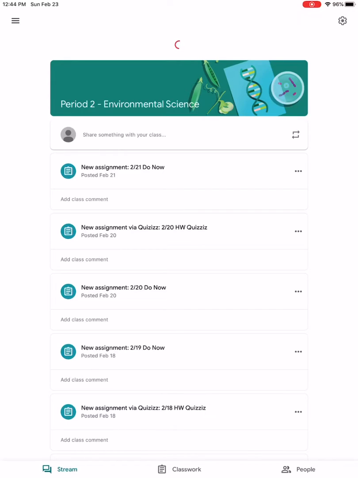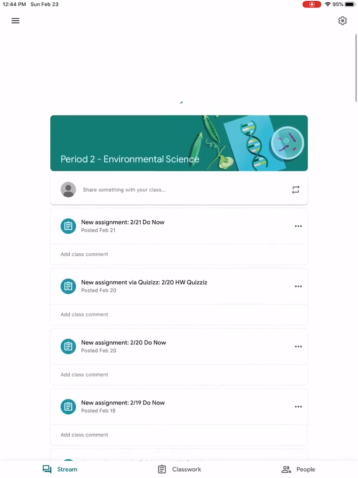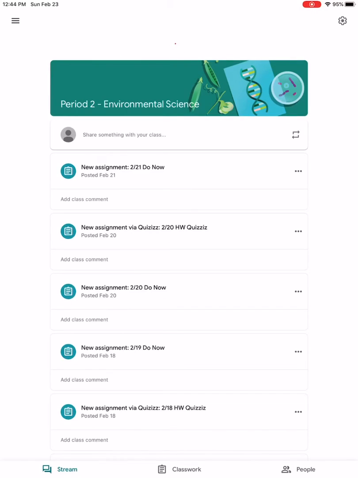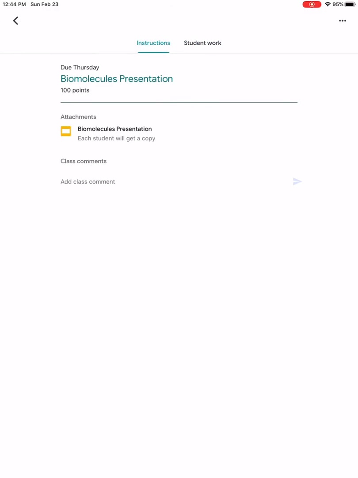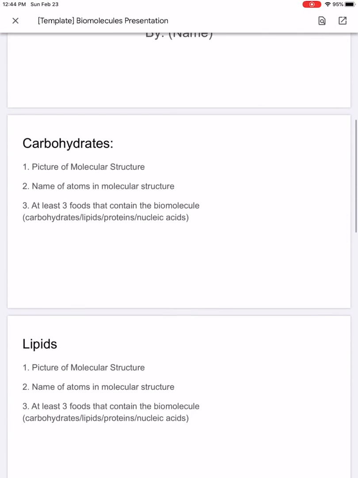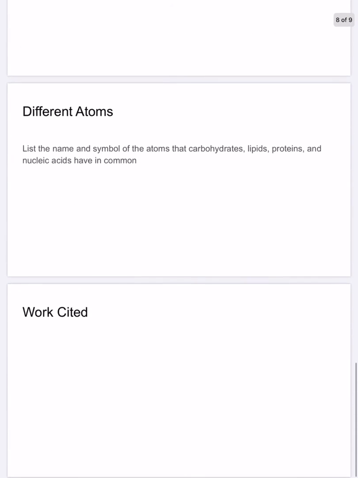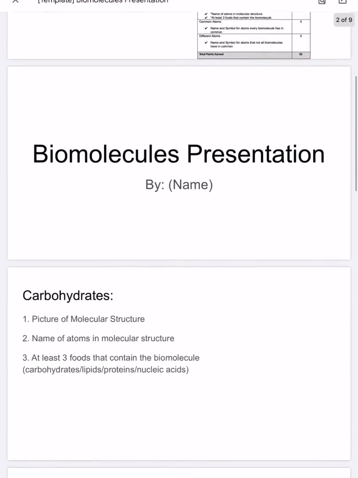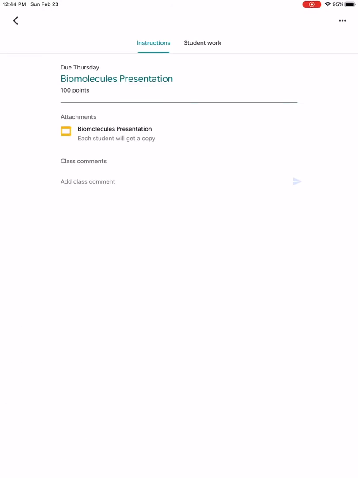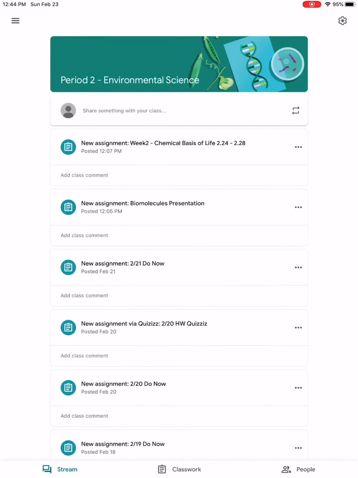When this eventually comes up, there's going to be an assignment that's called Biomolecules Presentation. On that, I've already included the rubric. I've included the template. Here it is. New assignment, Biomolecules Presentation. When you click on it, it makes your own copy of it. It has the rubric, and then it has everything that you need to have on each slide. Don't forget about that works cited. So just make sure that this is turned in by Thursday at the beginning of class, but the biomolecules presentation, this is where you're going to be turning it in and making everything.